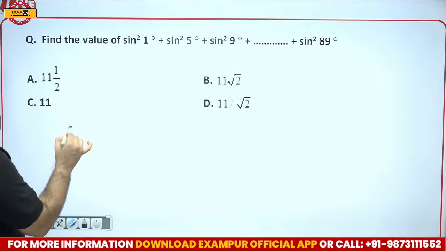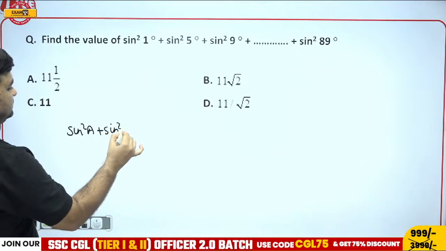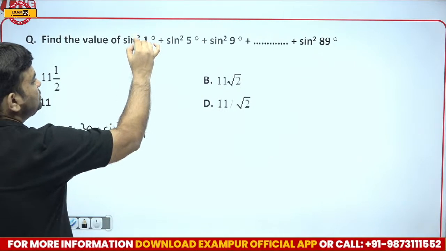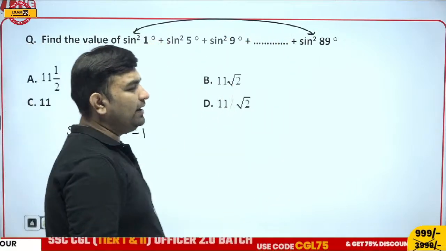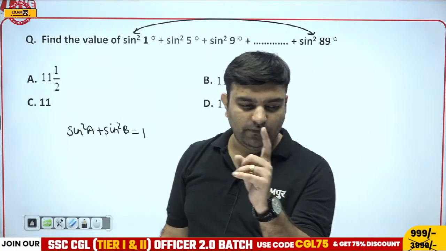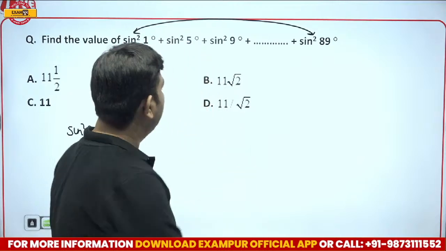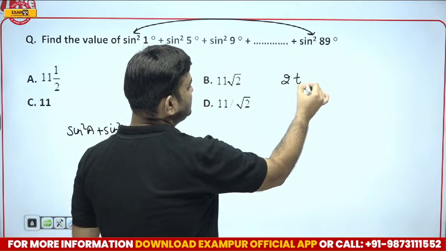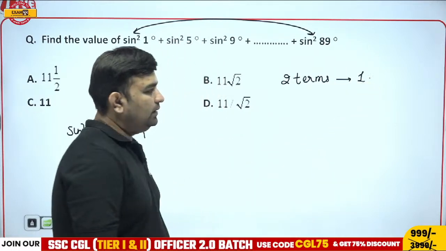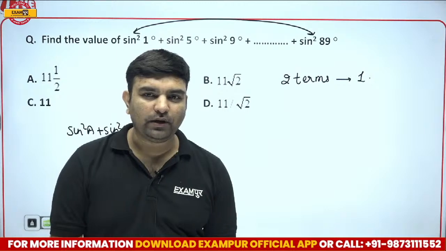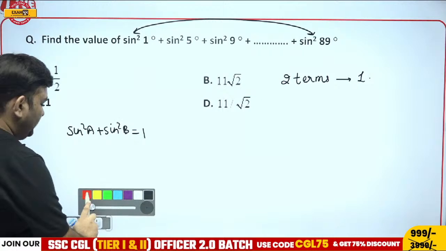If angles are complementary, sin square A plus sin square B forms 1. So first and last will form 1. So can I say 2 terms will give a value of 1? Isn't it that I have to calculate the number of terms?